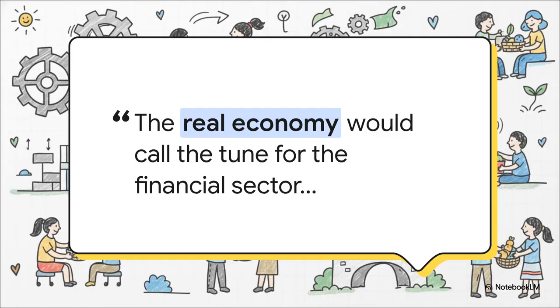And Fisher Black wasn't exactly a lone wolf here. He was building on the work of some heavy hitters, economists like William Vickrey, John Gurley, and James Tobin. Actually, Tobin hit the nail on the head back in 1969. He essentially argued that if all financial assets were perfectly flexible, well, there would be absolutely no room for monetary policy to affect aggregate demand. The real economy would call the tune for the financial sector, not the other way around. Traditional monetary policy, completely powerless.